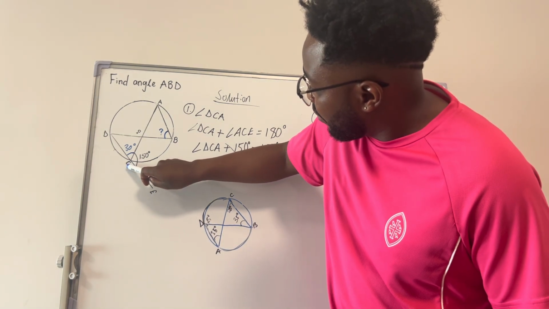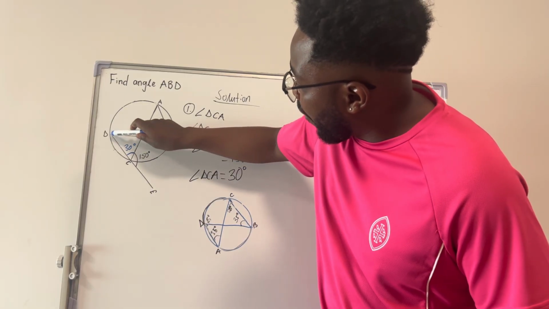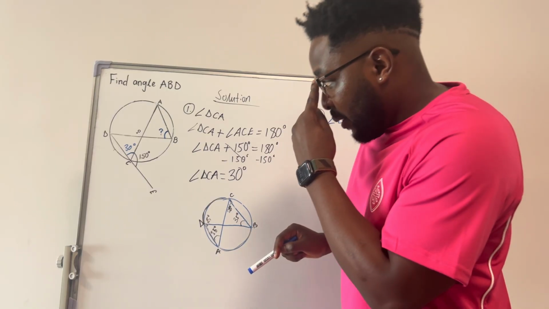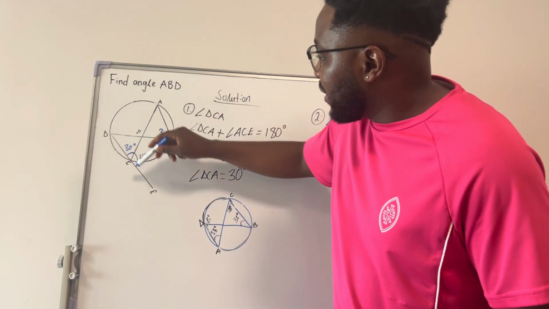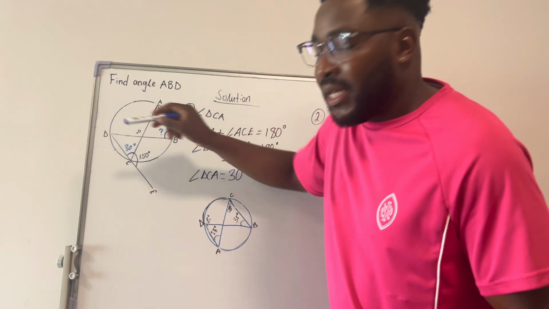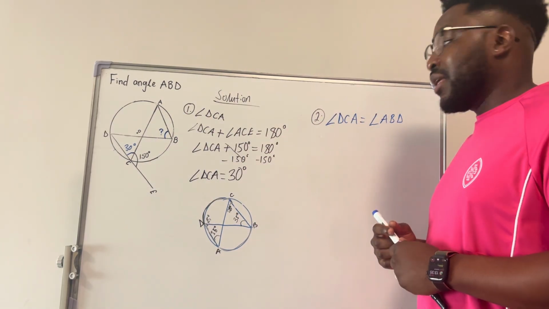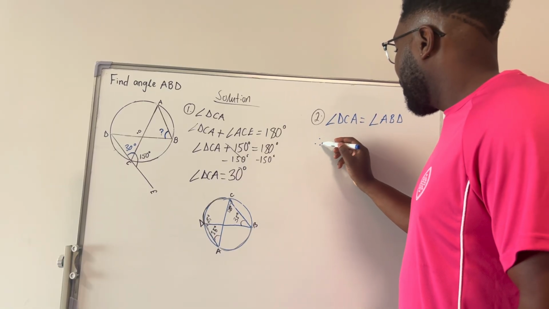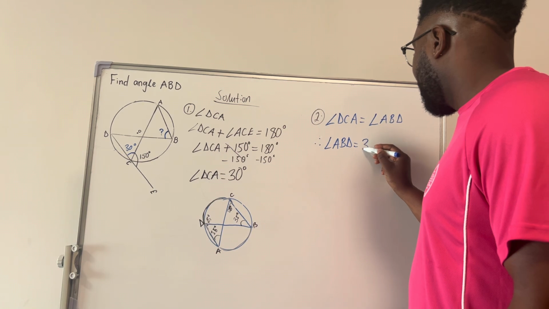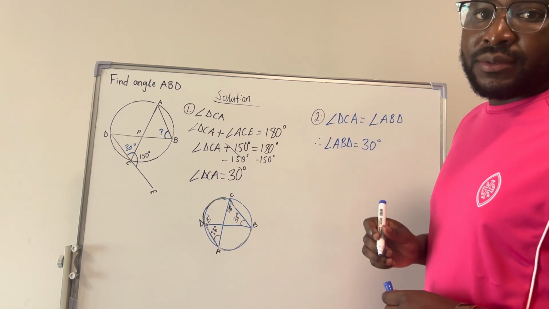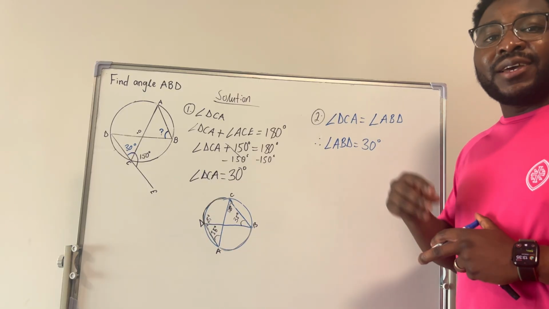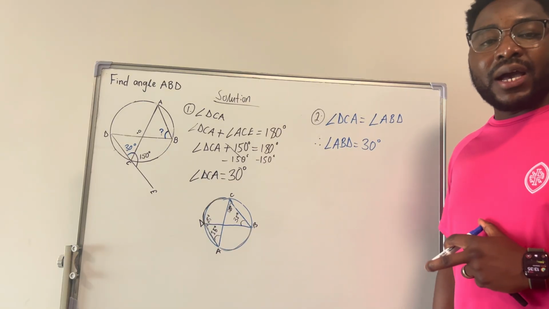If we look at angle C over here and angle B, they're subtended by this arc over here, DA. So if angle DCA is 30, that means our angle ABD will also be 30. Therefore, angle ABD is equal to 30 degrees. There we go, we have solved our second question. Let's look at our other question.